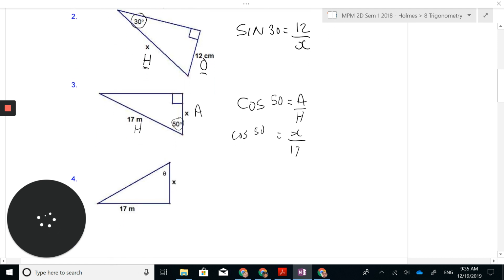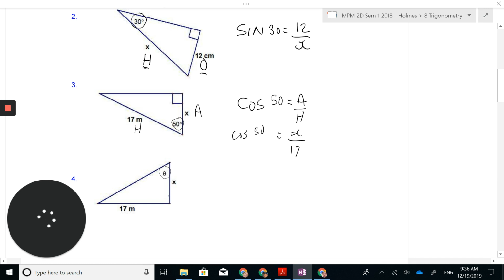All right, last question. Identify which trig function I would use to solve for the unknown value. And then in this case, there's 2 unknown values, theta and x, but which trig function would be used?